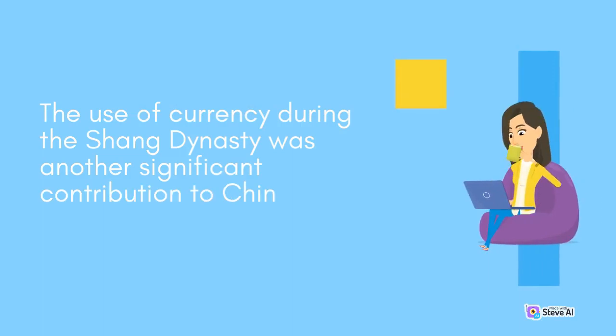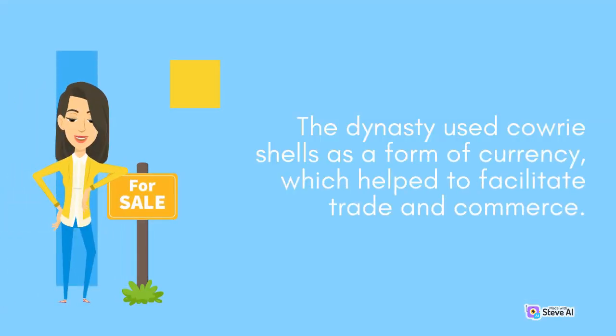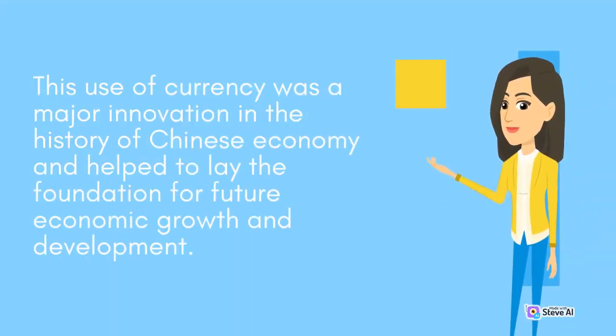The use of currency during the Shang Dynasty was another significant contribution to Chinese economy. The dynasty used cowrie shells as a form of currency, which helped to facilitate trade and commerce. This use of currency was a major innovation in the history of Chinese economy and helped to lay the foundation for future economic growth and development.